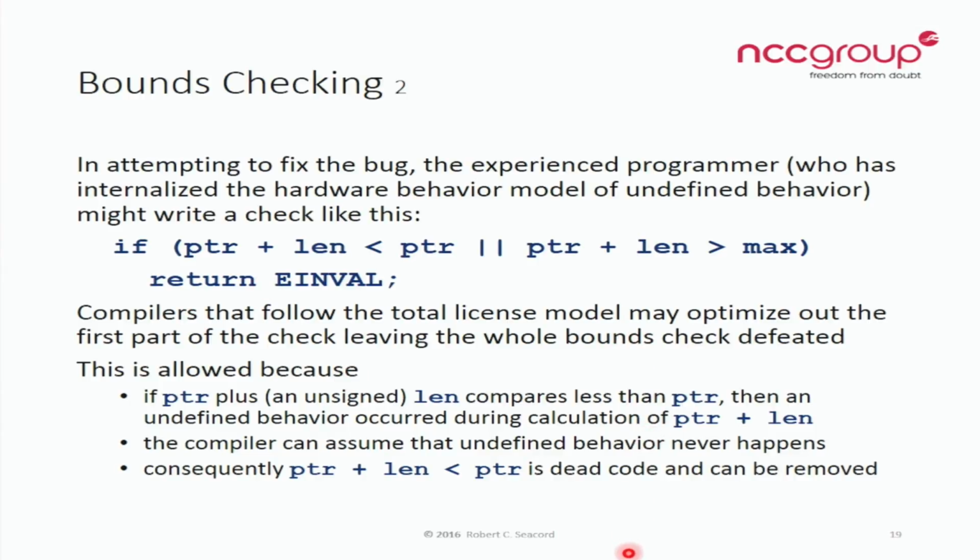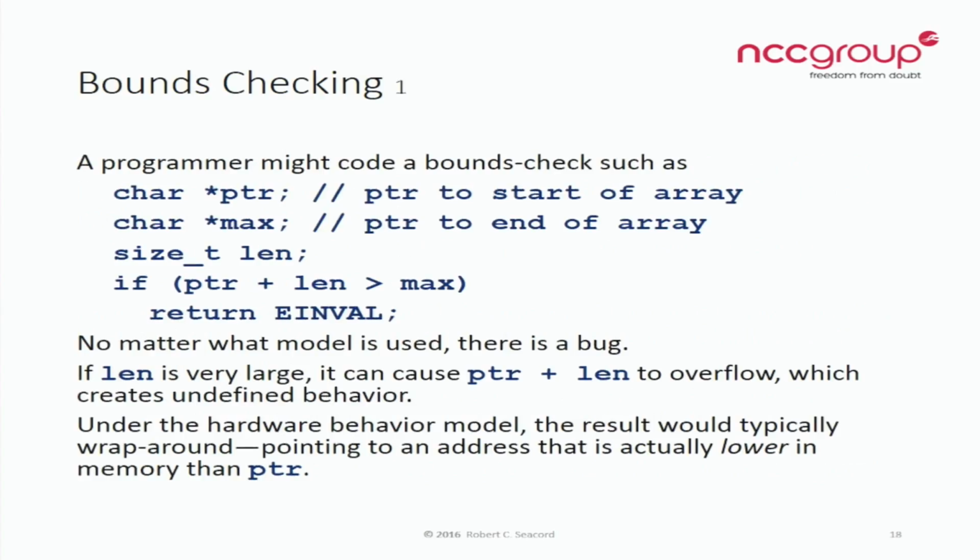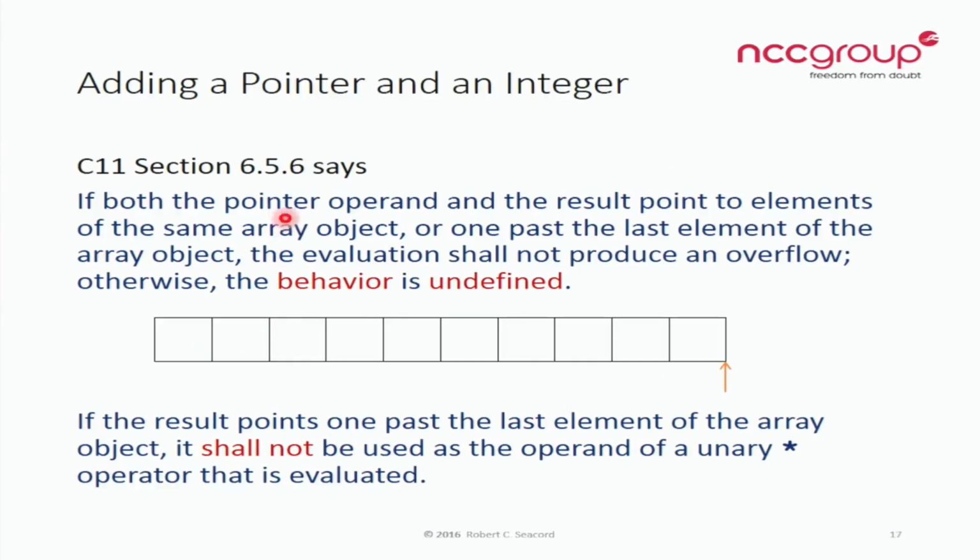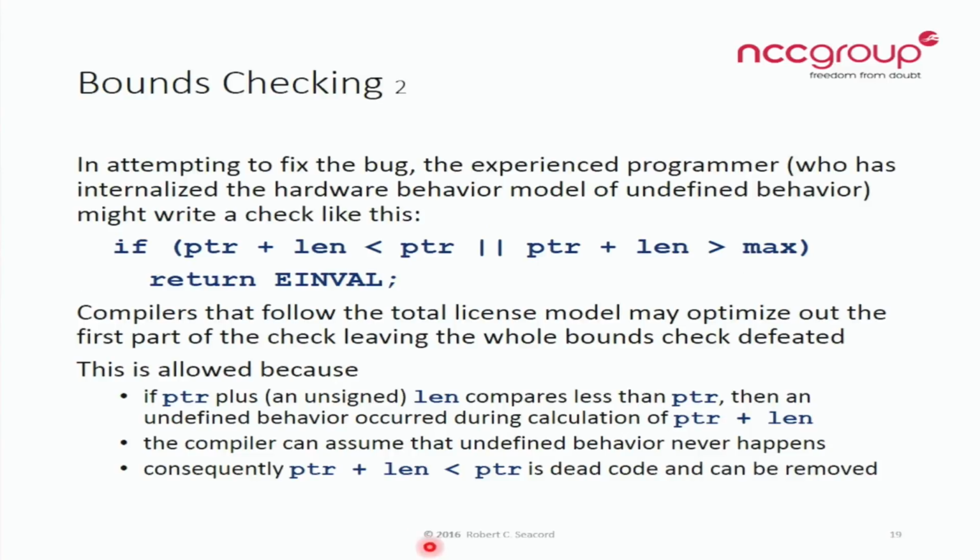So anyway, compilers that follow the total license model can optimize out the first part of this check that we inserted with security in mind, and this is allowed because pointer plus an unsigned len compares less than pointer. So now the compiler is fully aware that for that to happen, undefined behavior has to occur, and that undefined behavior is the undefined behavior described here in section 6.5.6. So the compiler can assume that undefined behavior never happens. Consequently, that test is considered dead code, and it can be removed.